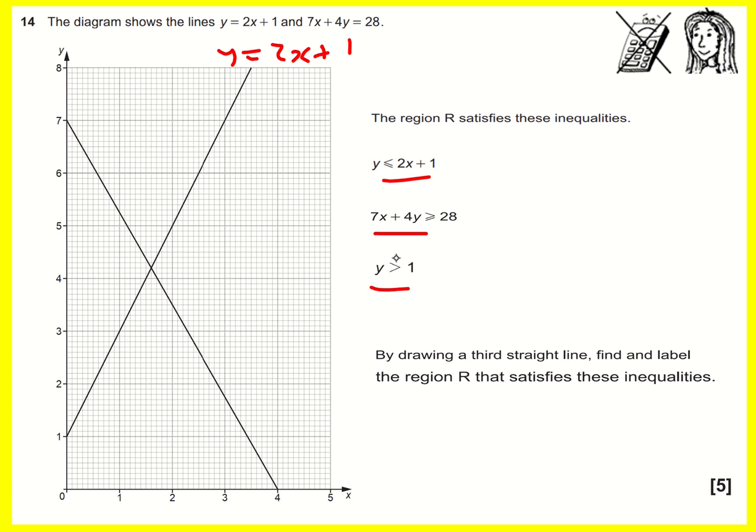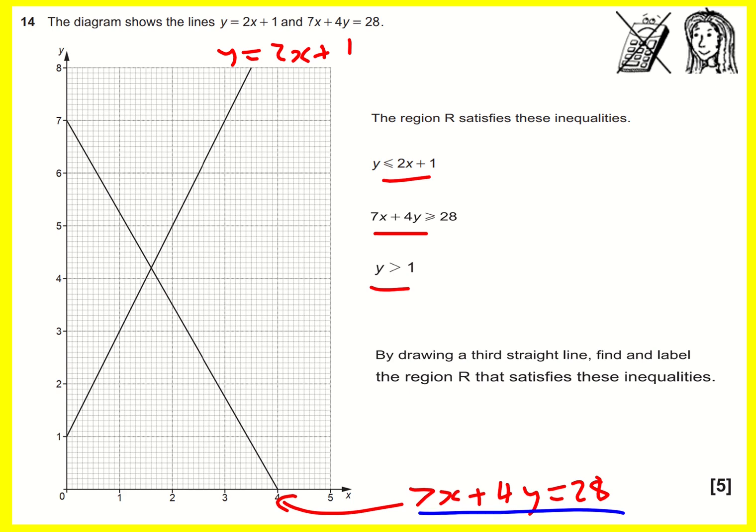This one is a horizontal line, so it's not going to be that one there. In fact, this is 7x plus 4y equals 28. You can kind of figure that out because if you let x equal 0 and you cover that one up, then you'd get y equals 7, which is up here. And if you let y equal 0, you would cover this one up and you'd get x equals 4. So that's one way of drawing the graph if you were ever asked to draw this graph without putting it in the form y equals mx plus c. Okay, so we've figured out that.